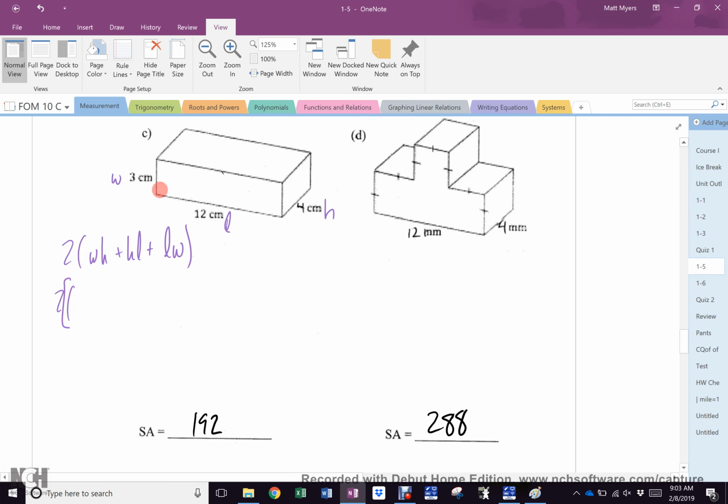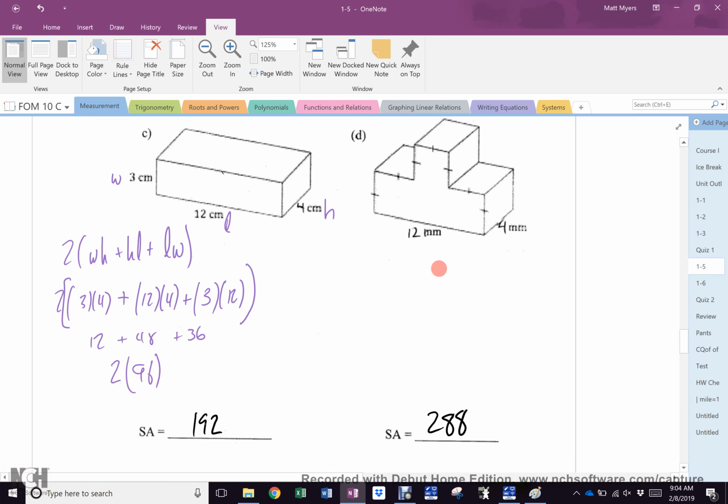2WH. On mine, it's 3 times 4, right? Plus HL. On mine, that's 12 times 4. Plus LW. 3 times 12. 3 times 4 is 12. 12 times 4 is 48. 3 times 12 is 36. That is 96. Times 2 is 192. Everybody good?